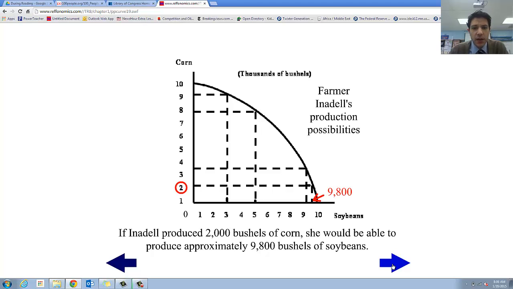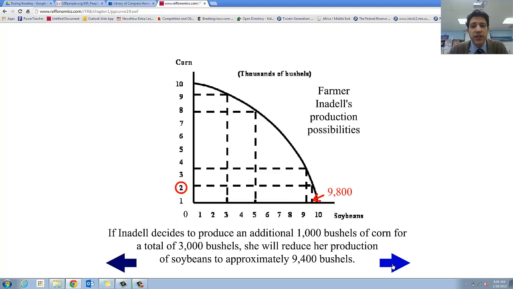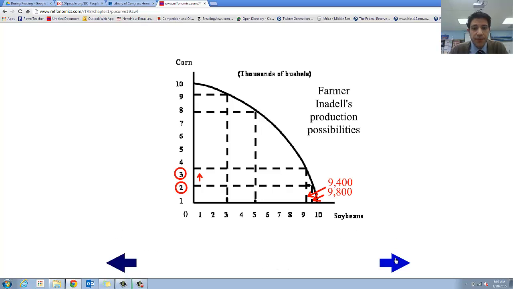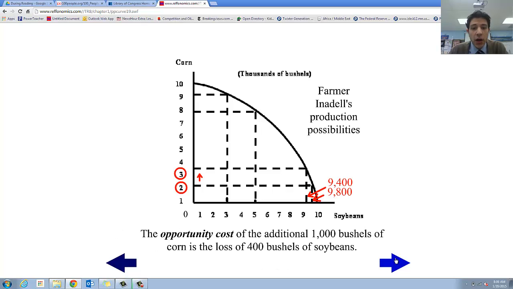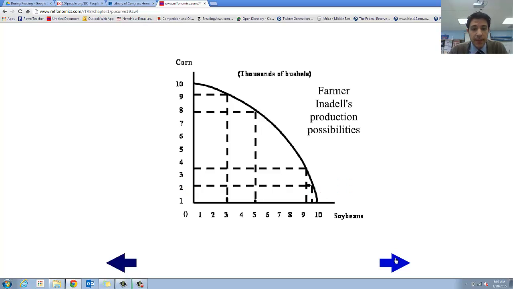Okay, do you see that? If Inadell produces an additional 1,000 bushels of corn, so she's going from 2,000 to 3,000, she'll again lose another 400 bushels of soybeans. Okay. We go up here, bird flies over, hits the wall, flies dead, okay? So we give up soybeans by making corn. So the opportunity cost of the additional 1,000 bushels of corn is the loss of 400 bushels of soybeans.